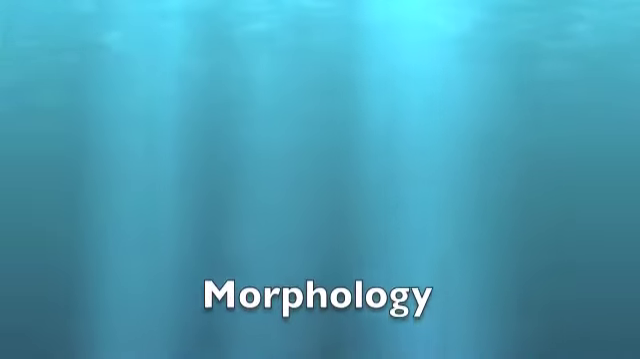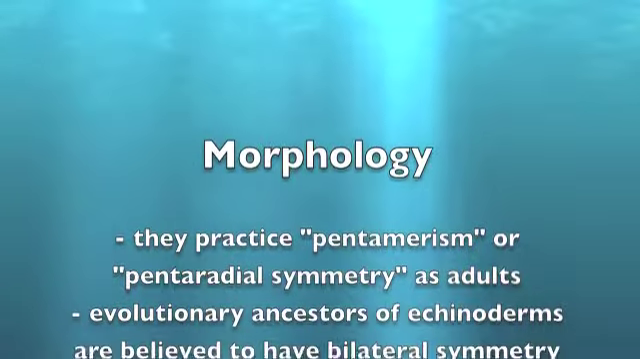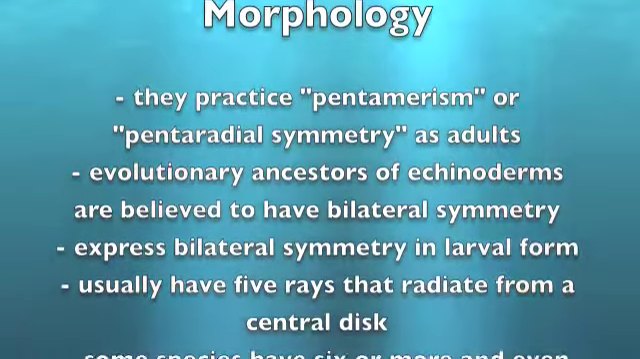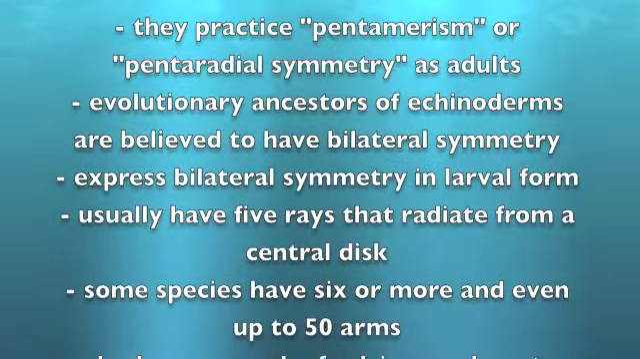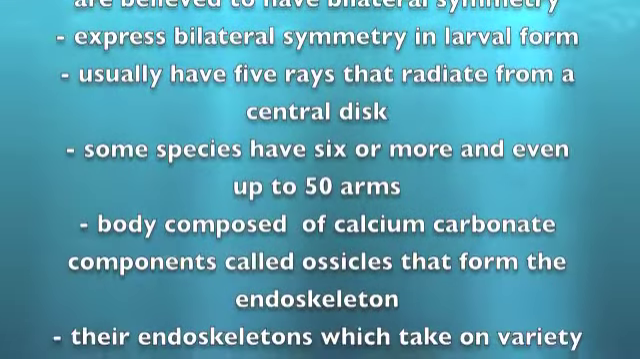Sea stars practice pentamerism, or pentaradial symmetry, as adults. Evolutionary ancestors of echinoderms are believed to have bilateral symmetry and express bilateral symmetry in larval form. Sea stars usually have 5 rays which radiate from a central disk. Some species have 6 or more and up to 50 arms.